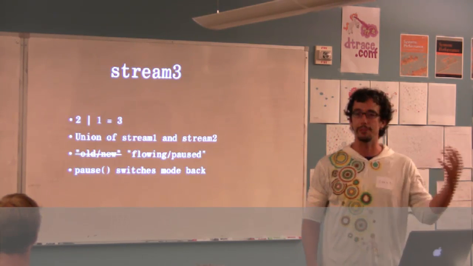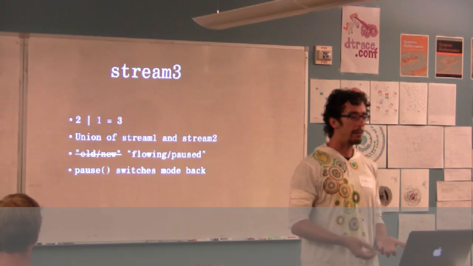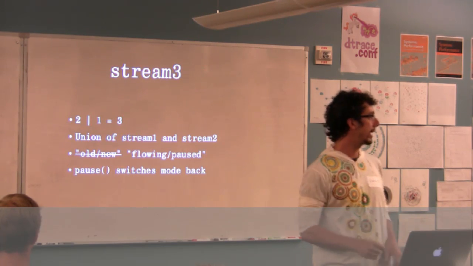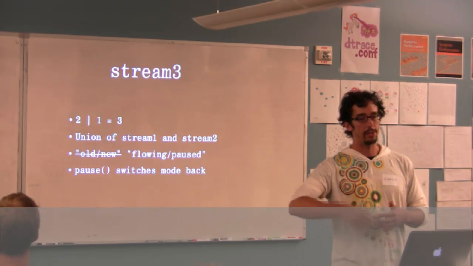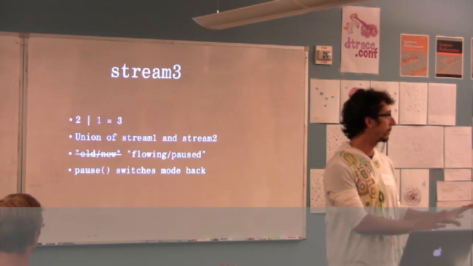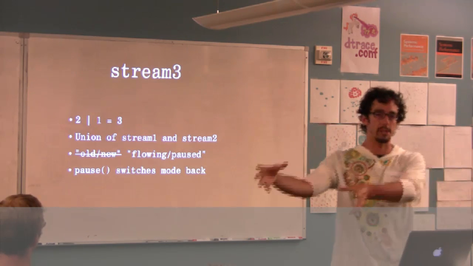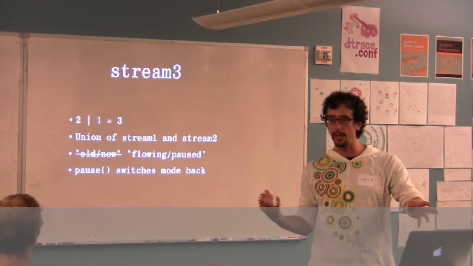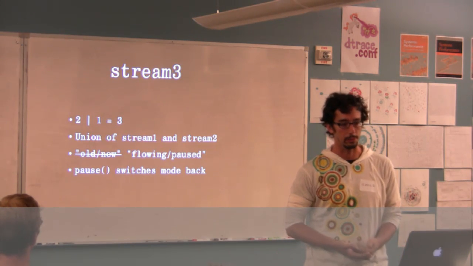Instead of having an old and a new mode, we have a flowing mode and a pause mode. So you can actually add a data listener, and that'll start data coming through. And then you can call the pause method, and that will pause it. Now you can hand that stream object off to some other user of the stream. They can call read, they can listen for readable events, they can do everything that they could do with Streams 2.